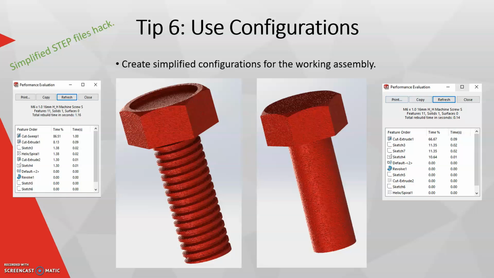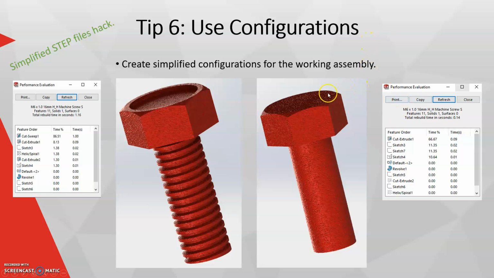Next, we're going to talk about using simplified configurations. As you can see, I have 2 bolts here to the same file. However, one has got the cutout, the recess in the top, and it's actually got the thread, and the other one is just a simple bolt. So this component in this example is actually a buyout.